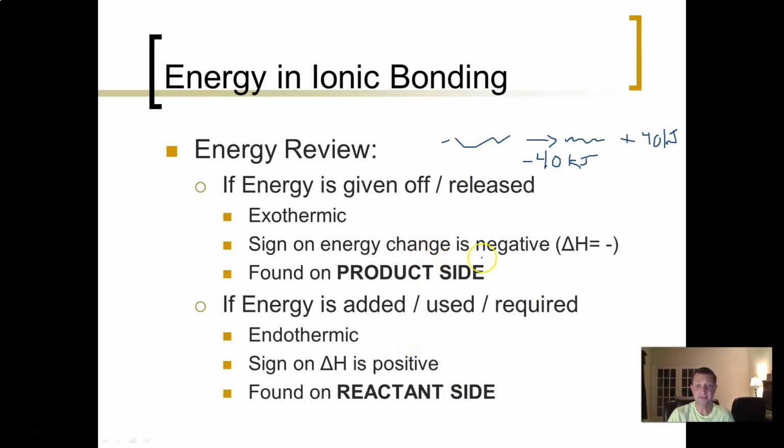So if you had some process, and I said the delta H was positive 40 kilojoules, then you would have something plus 40 kilojoules yields something, whatever it is. So you can see, delta H is negative, it's on the product side. Delta H is positive, it's on the reactant side. Easy money, okay? That's all you got to remember here.